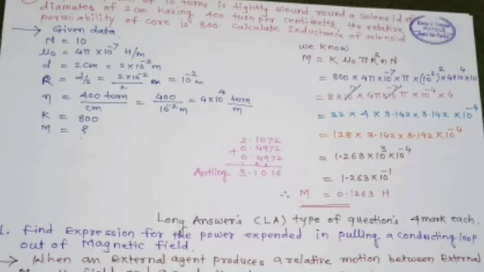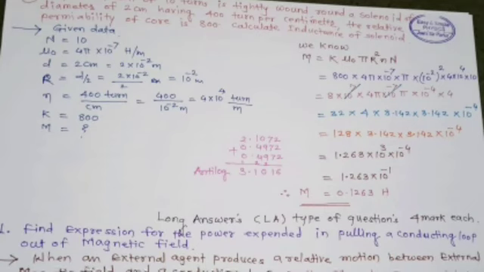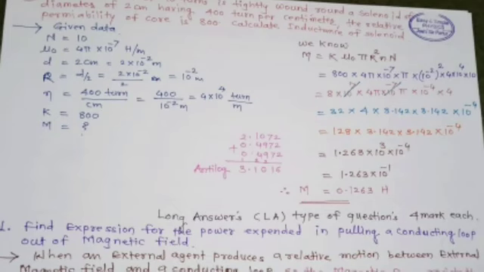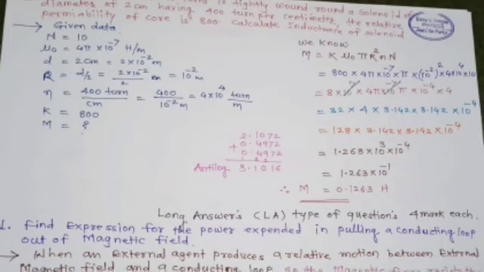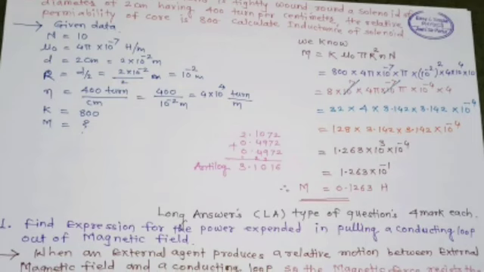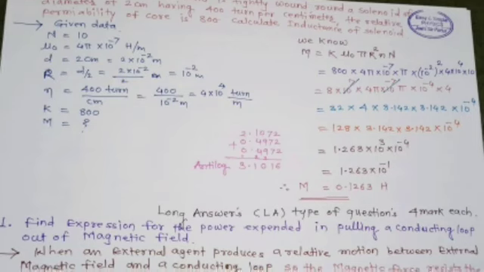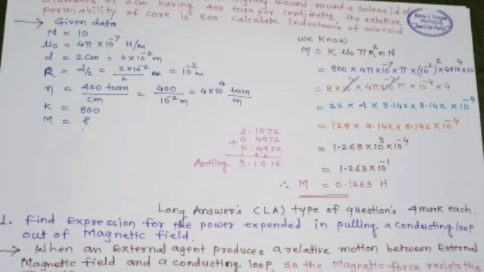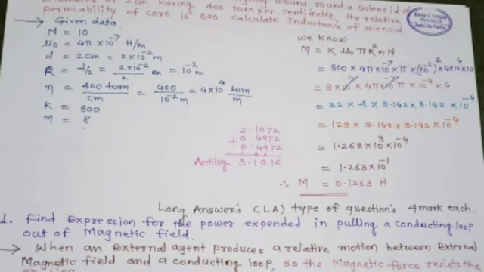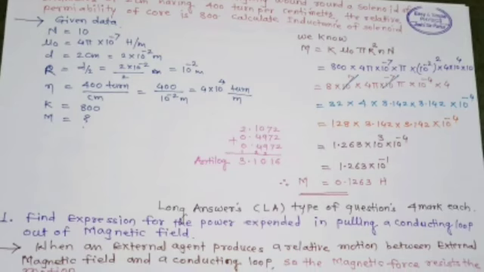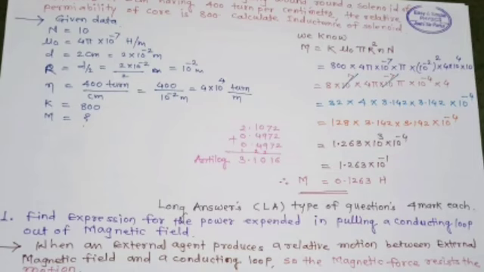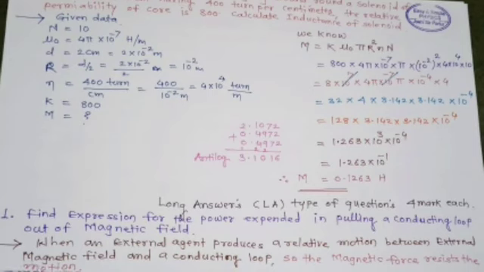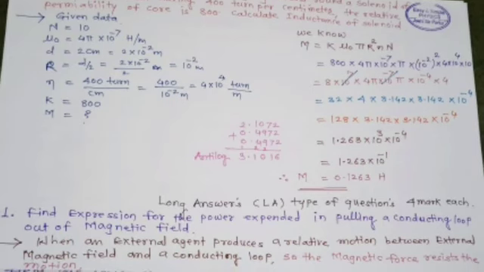And relative permeability of core K equal to 800. We can find out the mutual inductance capital M. So, here we know the formula for mutual inductance is capital M equal to K mu 0 pi r squared small n capital N. If we substitute the values, using logarithm and anti-logarithm, the answer will be mutual inductance is equal to 0.1263 Henry.